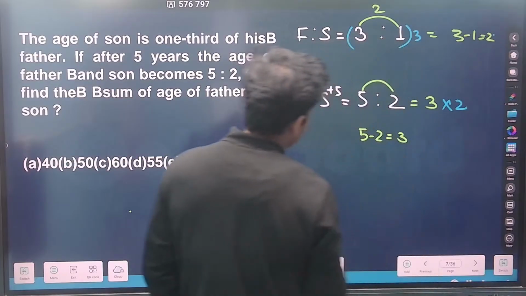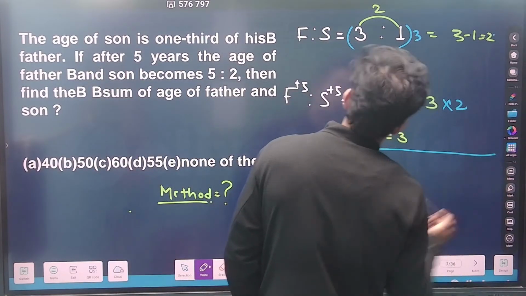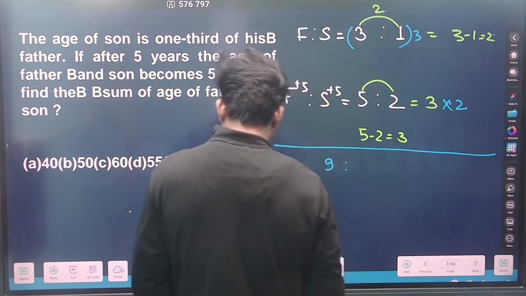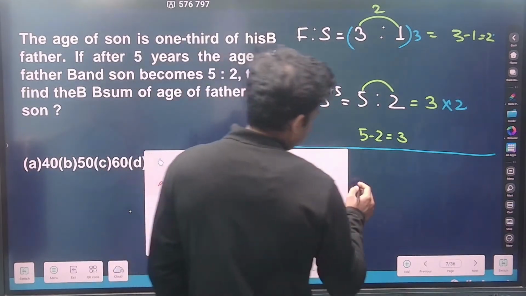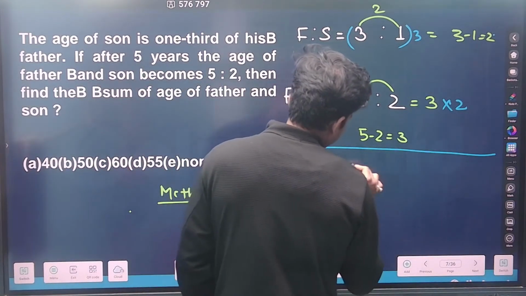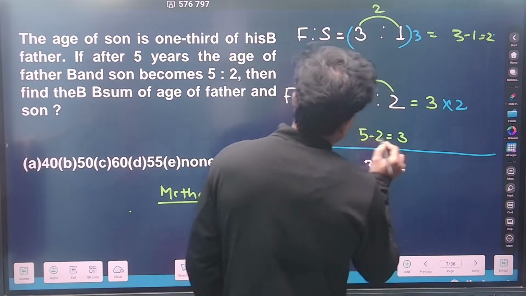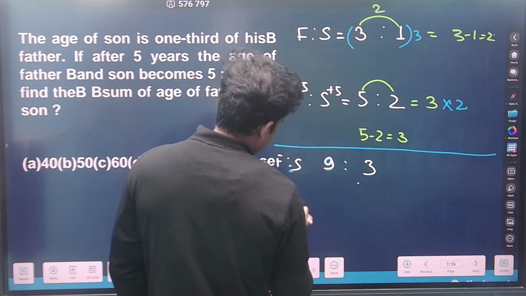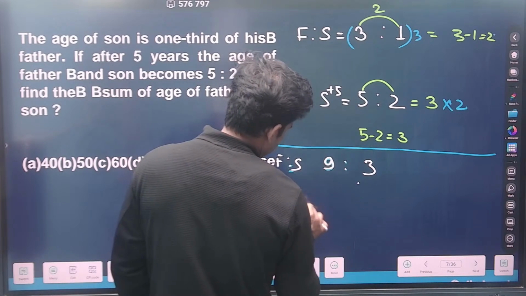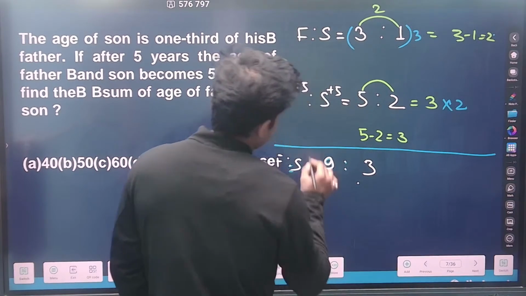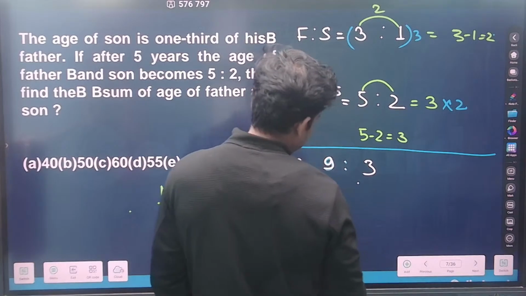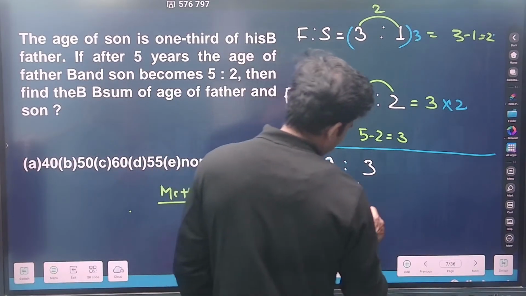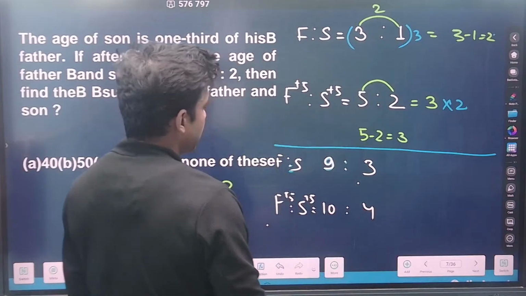If you do so, this will become 3 3s are 9 is to 3, and after 5 years, this is the ages of father and son. After 5 years means F plus 5 is to S plus 5, the ratio becomes 10 is to 4. Okay, now you can say that the difference is the same.